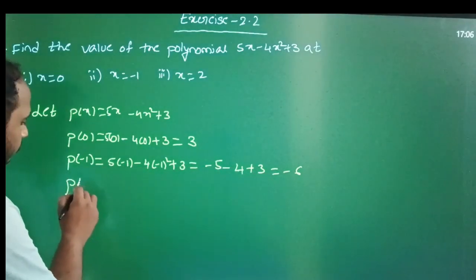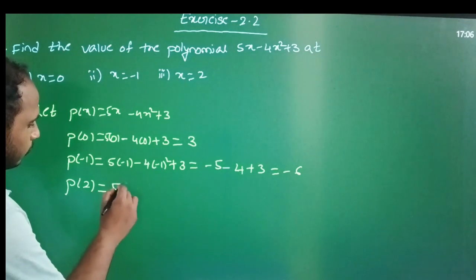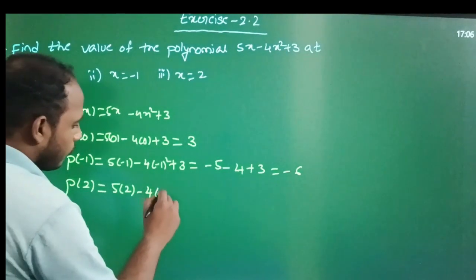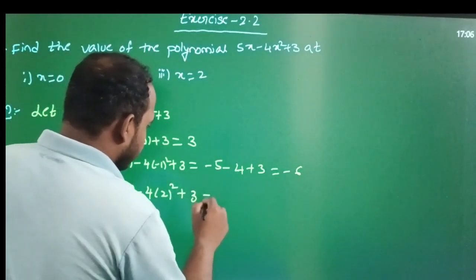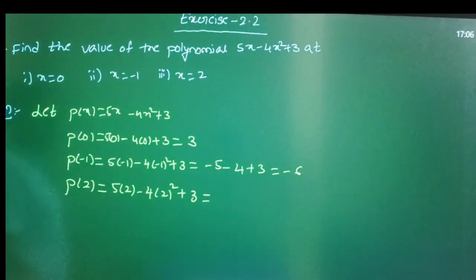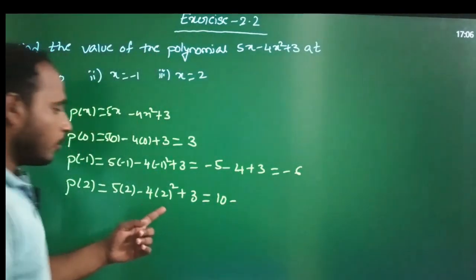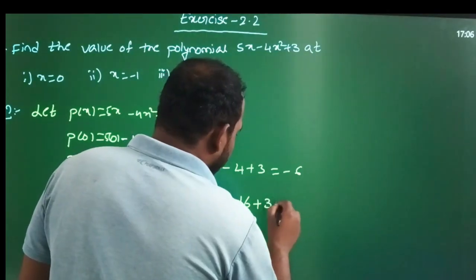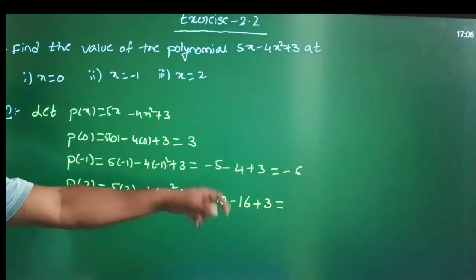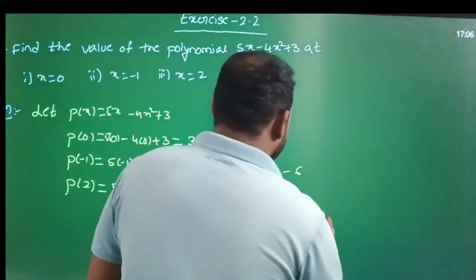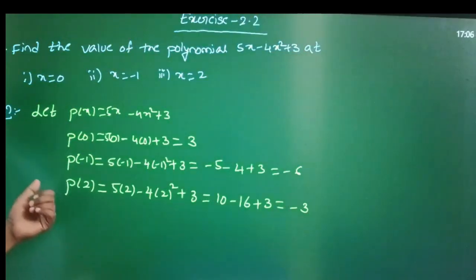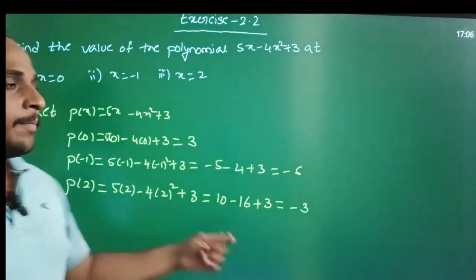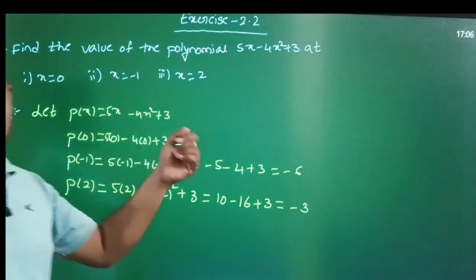Next, at x equal to 2, 5 into 2 minus 4 into 2 square plus 3. Now, 5 into 2 is 10, minus 2 square is 4, 4 into 4 is 16, plus 3. Now, 10 plus 3 is 13, 13 minus 16 is minus 3. Therefore, the value of the polynomial at x equal to 2 is minus 3, at x equal to minus 1 is minus 6, and at x equals 0 is 3.